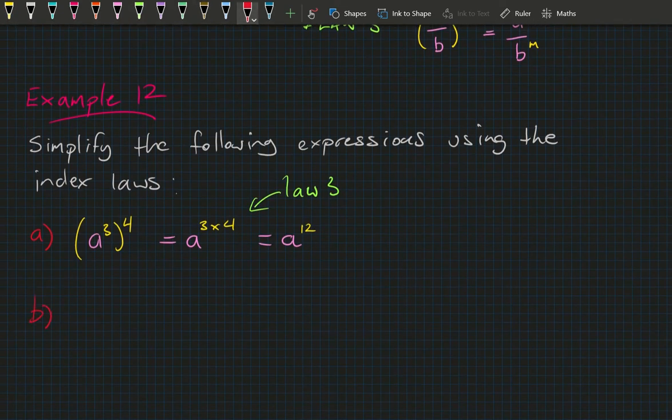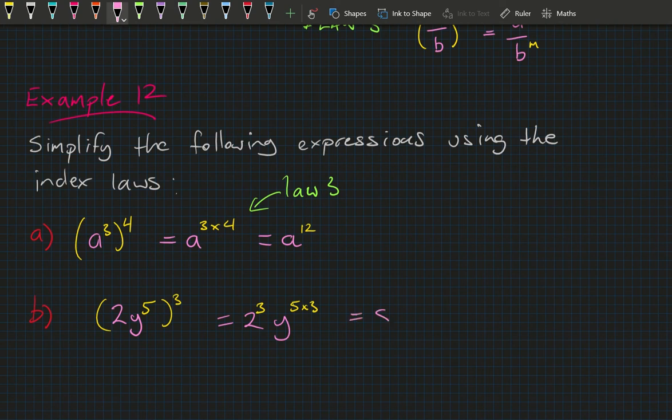All right, let's go to part B, where the expression is 2 times y to the 5, all raised to the power of 3. So because of BODMAS, obviously we have to do the brackets first. So we need to raise everything inside the brackets to the power of 3. So that's equal to 2 to the 3 times y to the 5 times 3. And 2 to the 3 is 8, and 5 times 3 is 15. So we're left with 8 times y to the power of 15. So we've just used laws 3 and 4 in this question, but also notice how I've evaluated 2 to the 3.